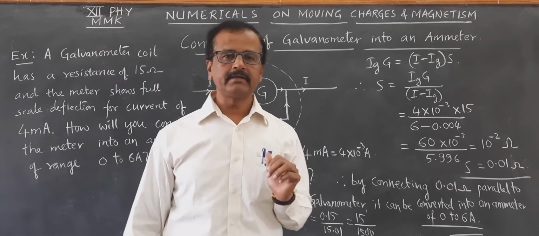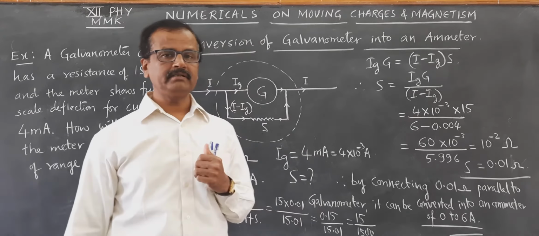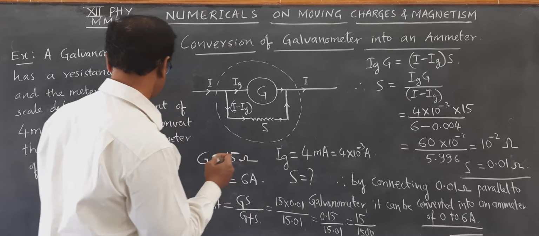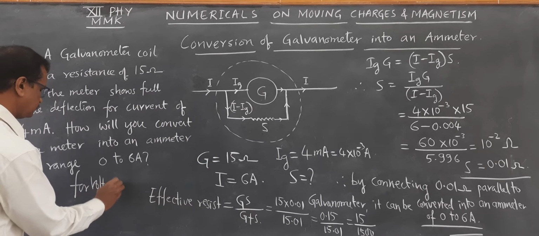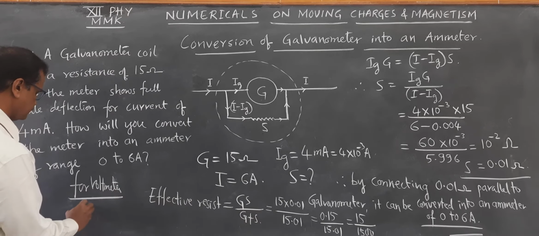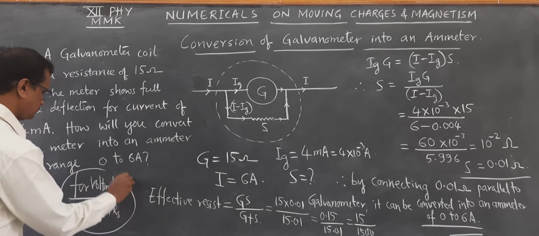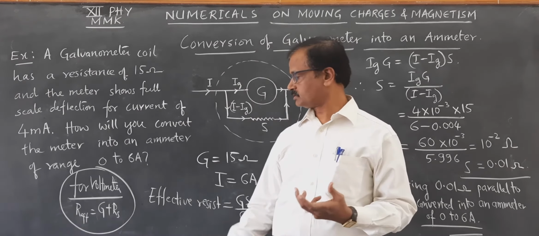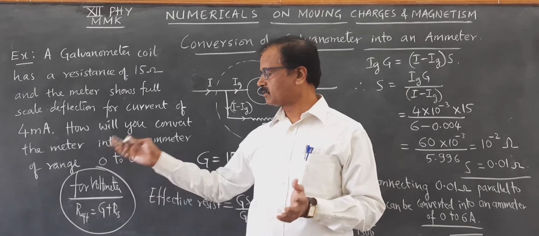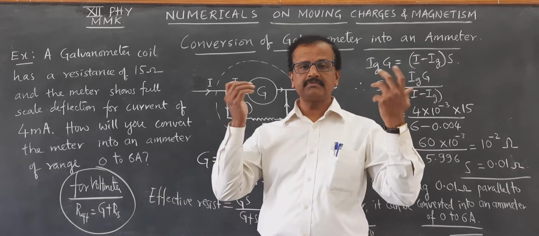So this is regarding the ammeter. In the previous video we have learned about the voltmeter. What is the effective resistance of a voltmeter? The effective resistance is simple: R effective is equal to G plus RS. If RS is of several kilo ohms, then the total resistance of the voltmeter will be very high, of the order of several kilo ohms.